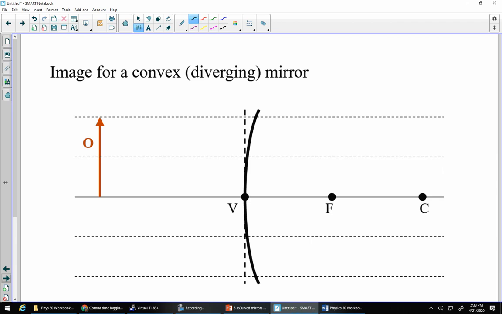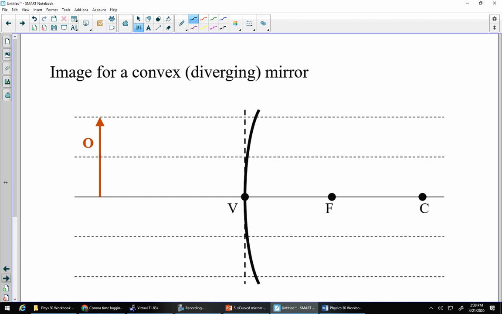Okay, for a convex mirror. So this is back on page 161. I believe page 161. Oh, maybe not quite 161. Okay. Page 161. They are there. It's just confusing me.